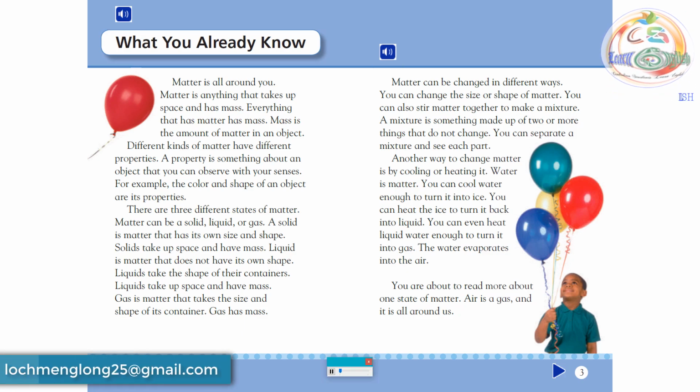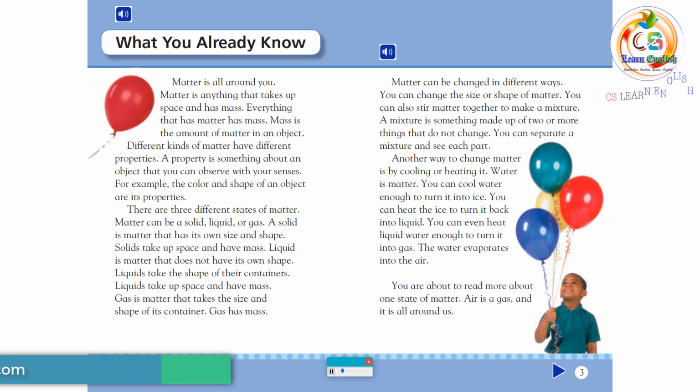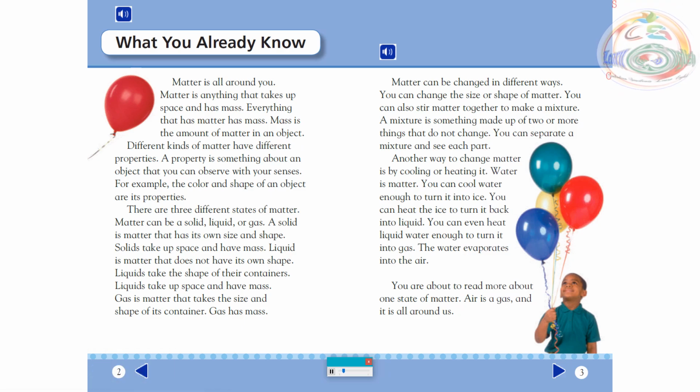Matter can be changed in different ways. You can change the size or shape of matter. You can also stir matter together to make a mixture. A mixture is something made up of 2 or more things that do not change. You can separate a mixture and see each part.